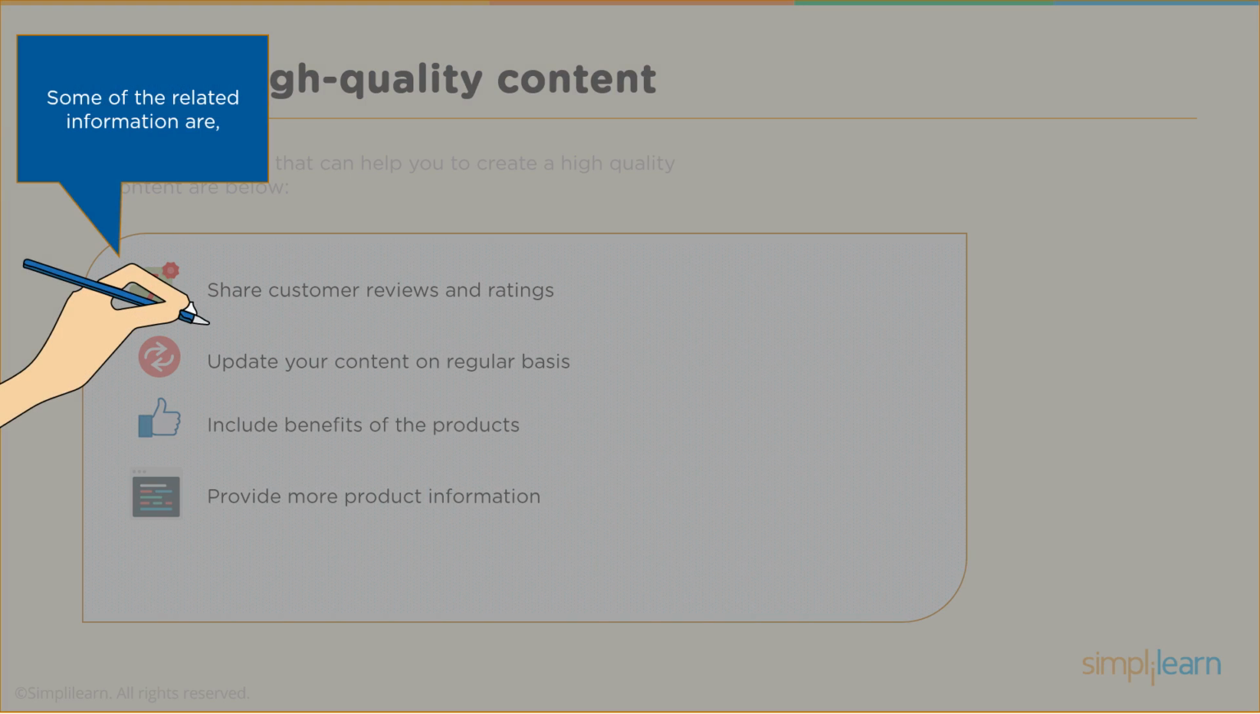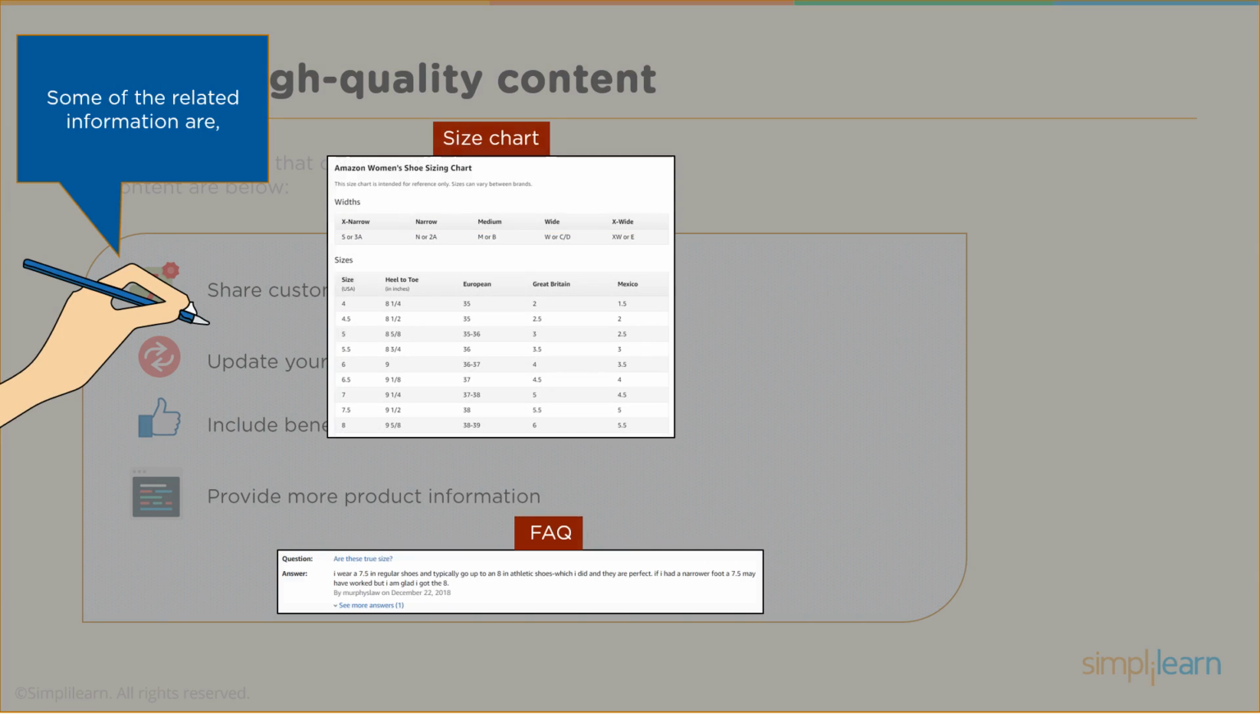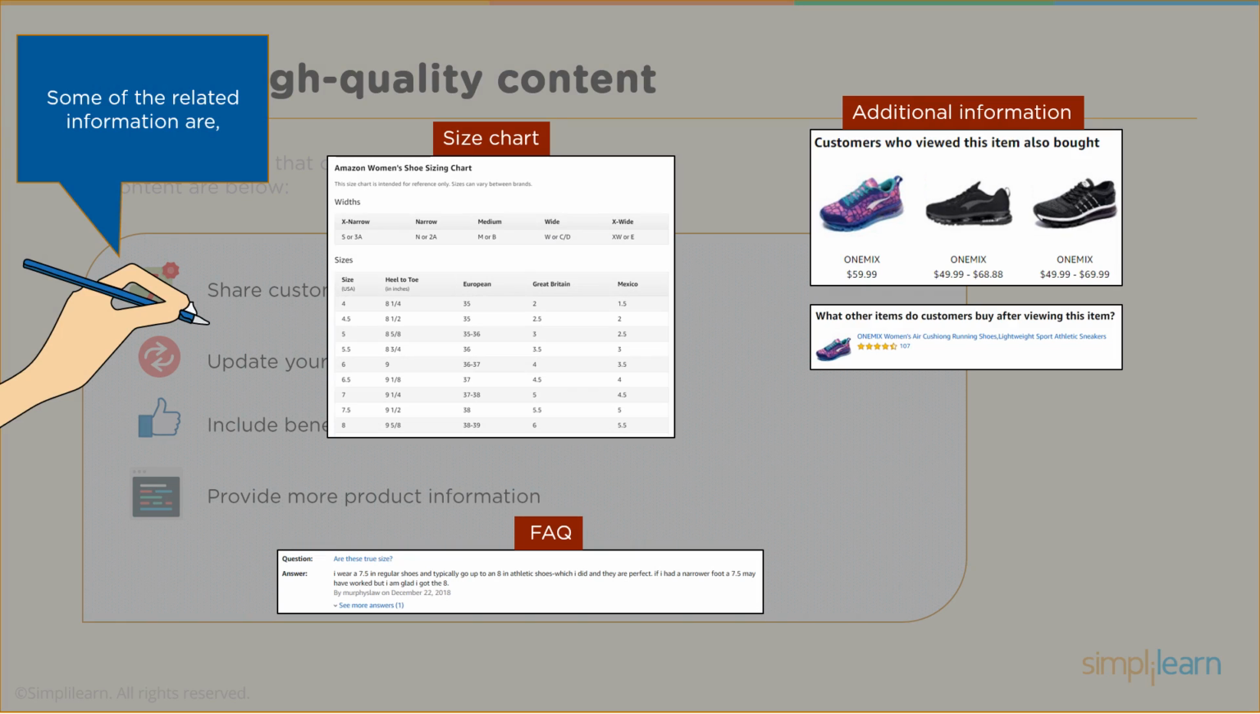So in the case of One Mix on Amazon, they had a sizing chart. They had an FAQ. They had additional information, like what other products customers view from One Mix. And then testimonials. So these are some of the basic bits of information you want to add on your page. If you don't have customer reviews, it's okay. Add an FAQ in its place. Again, the end result is to convince the customer to purchase the product.